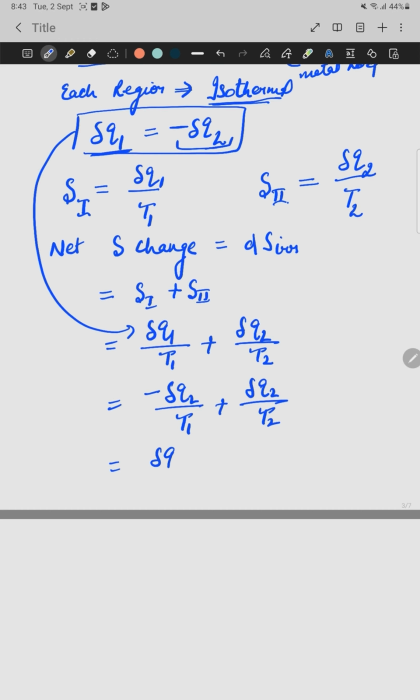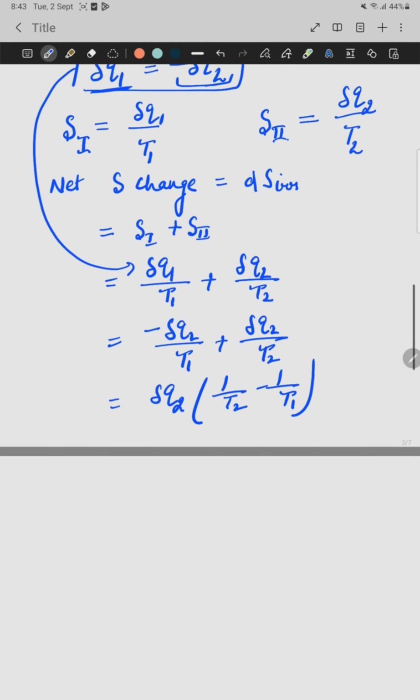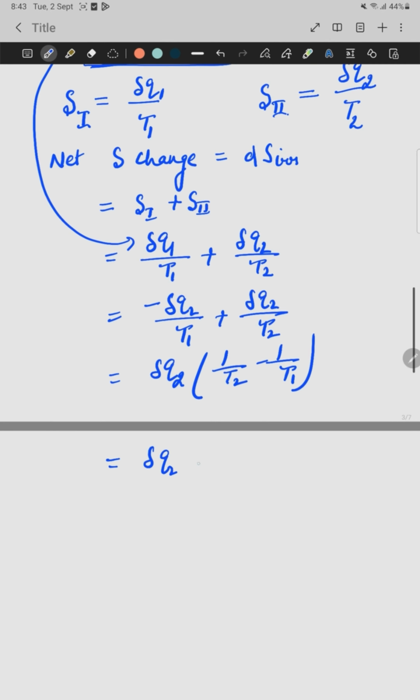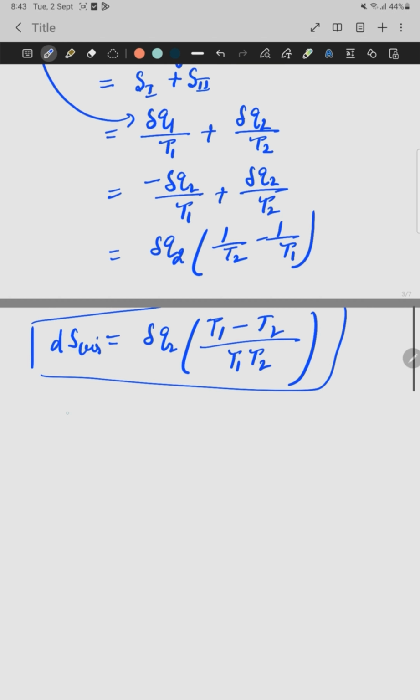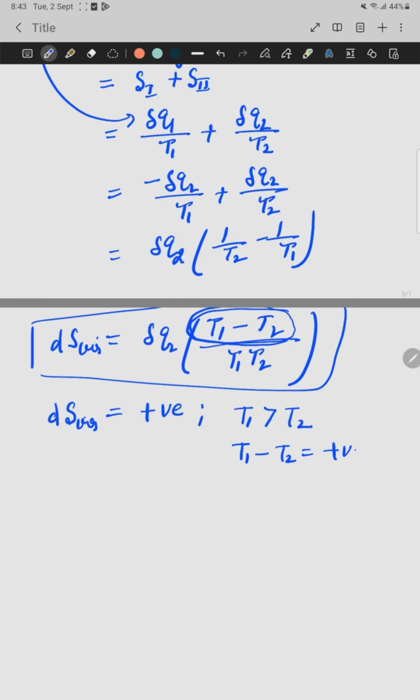So take curly q2 as common, this will become this expression. On further solving, taking LCM of T1 and T2, this will become T1 minus T2. So this is dS irreversible. In this process, the entropy of the universe, dS irreversible, will be positive only when T1 is greater than T2.